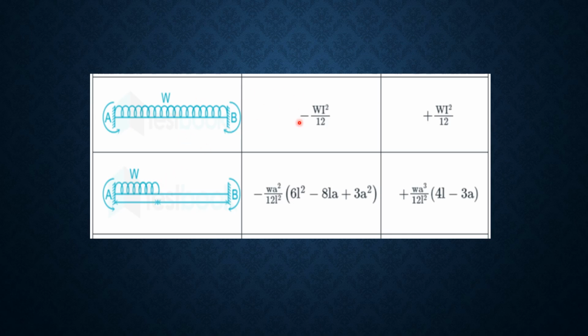So this is the most asked. This is the uniformly distributed load at the mid region, and this is the formula for MFAB: minus W A square divided by 12 L square, in brackets 6 L square minus 8 L A plus 3 A square. Then for MBA it is plus W A cube divided by 12 L square, into 4 L minus 3 A.